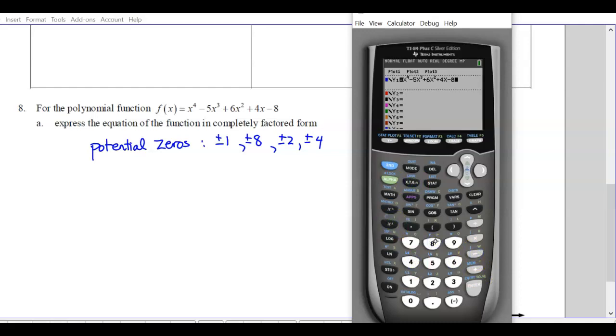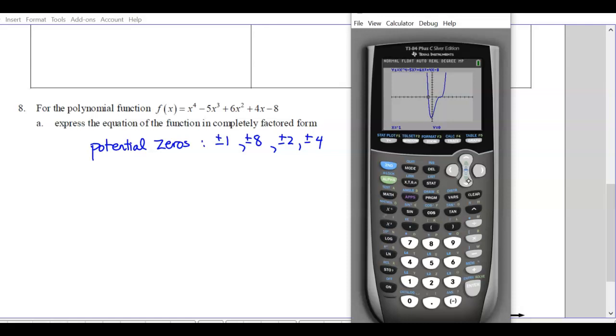Okay, so I'm going to use the standard screen, because all of those values fall between negative 10 and positive 10. Okay, so looking at it, I see it looks like it passes right through negative 1. So if I test that, rather than even doing the 0 feature, I get 0. So that saves me a few steps in my calculator.